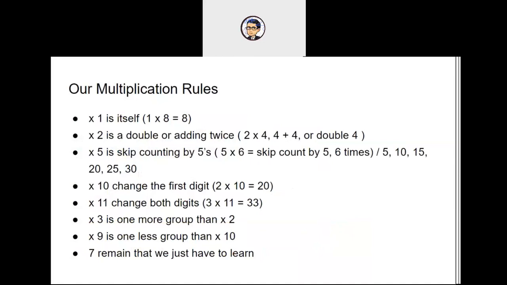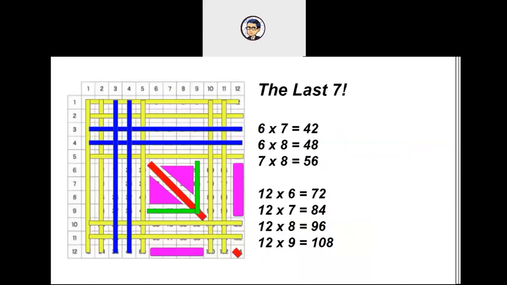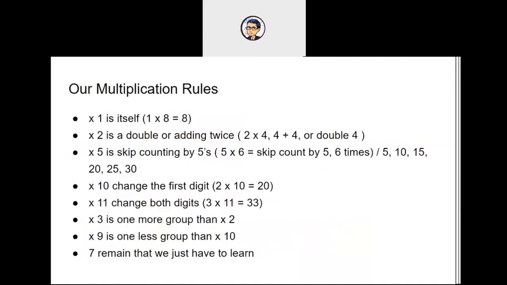Okay, let's go back just for a second, which eliminates the purple, eliminates all the other numbers. So in summary, let's have a look at our multiplication rules. Anything multiplied by 1 is itself. 1 times 8 is 8. Whenever I think about multiplying by 2, I'm thinking about doubling my number. Whenever I think about multiplying by 5, I skip count by 5. Whenever I'm multiplying by 10, I think about changing that 10's digit.